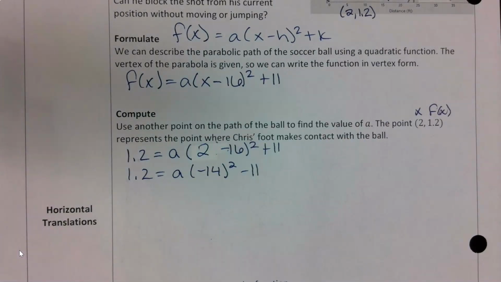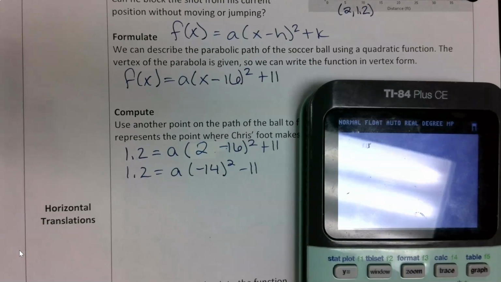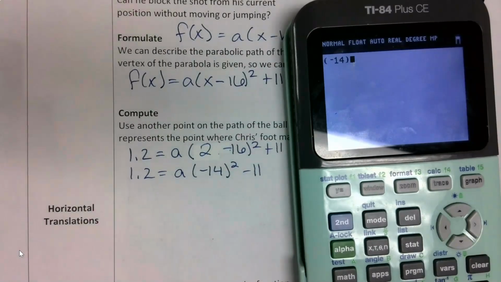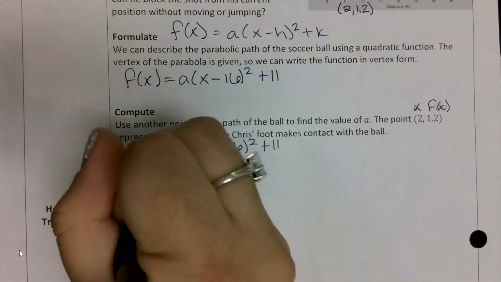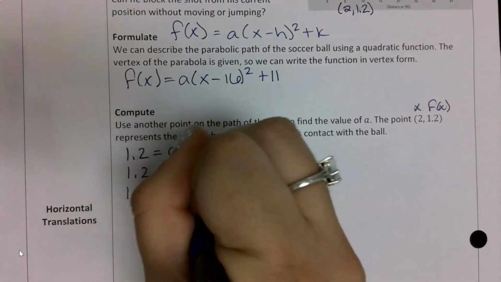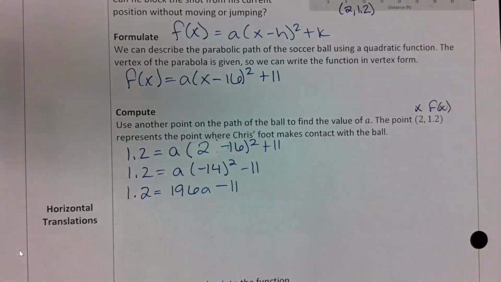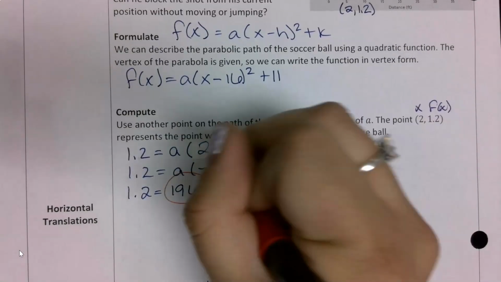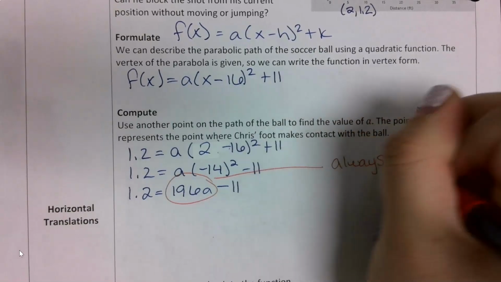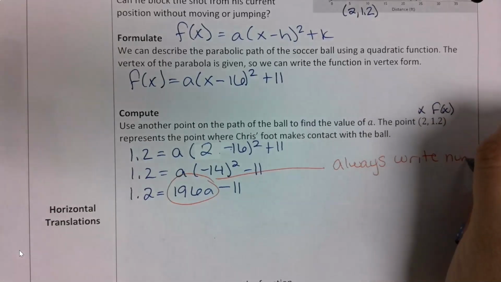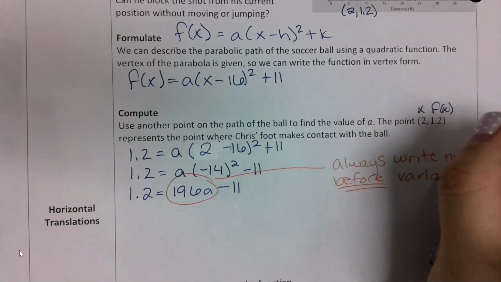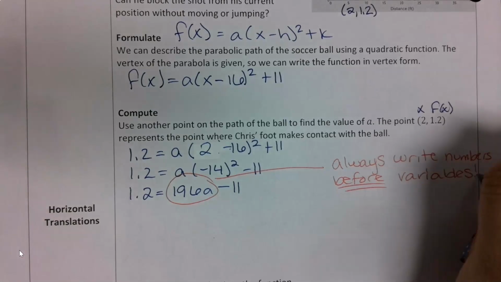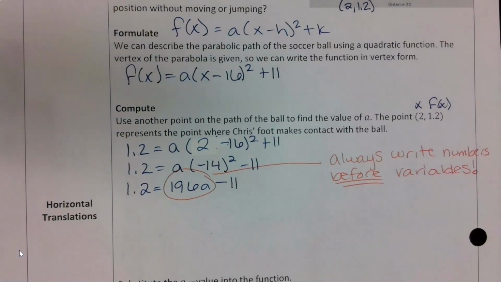Then if I go ahead and square negative 14, I don't know what that is, so I'm going to do it on my calculator. I'm going to make sure that when I type it in my calculator, I type it in parentheses, because otherwise the calculator is not going to treat the negative right. So this gives me 196. When I get my number, I want to write it in front of my a. We always write numbers before variables. Then, oh, this is plus 11.